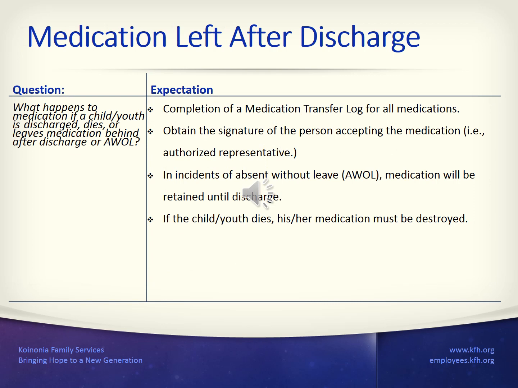All medication, including over-the-counter medications, should be transferred to the possession and control of the authorized representative upon discharge of the child, youth, or non-minor dependent. Document when medication is transferred with the child or the youth. It is good practice to account for the quantity of the medication being transferred. Obtain the signatures of the person accepting the medication, for instance the authorized representative, whenever a child leaves placement.